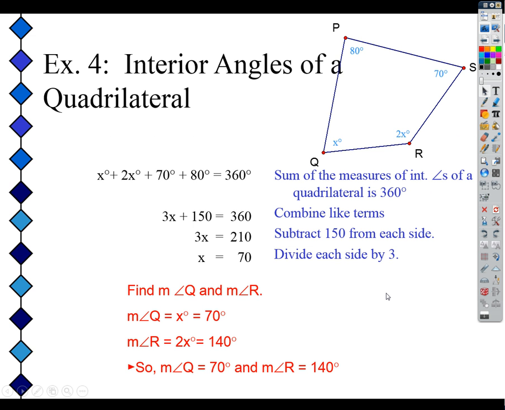Okay, so here's what it would look like, right? We combined like terms, x plus 2x is 3x, 70 and 80 is 150. Subtract the 150, divide by 3, and we got it. We got 70. Okay. How could we check? Plug them in and see that they all add up to 360, right? All right, good enough.